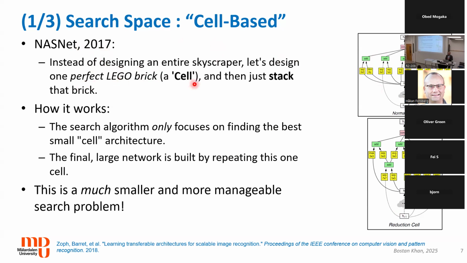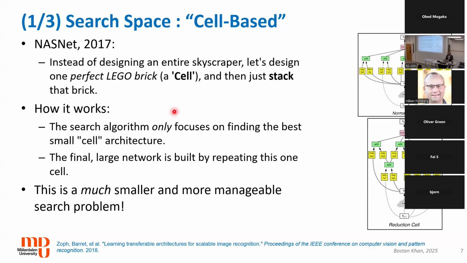So instead of designing an entire skyscraper, let's design one perfect Lego brick, which we call the cell, and then stack them. What they suggest is that, initially, instead of building the whole network at once, we first create small blocks, and then use these blocks by connecting them repeatedly to form a network. So it simplified the problem a lot.